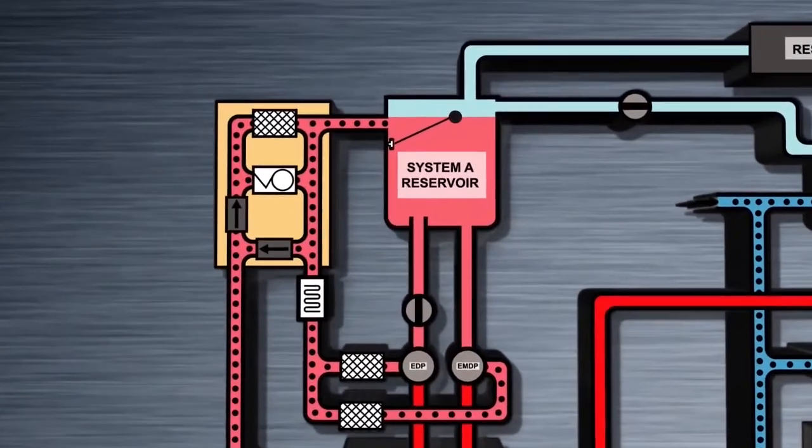Fluid quantity is determined by a simple float and transmitter in each reservoir. The float rises and falls as quantity changes and pivots around the transmitter body. The transmitter then forwards the quantity signal onwards to the indications on the system's display.